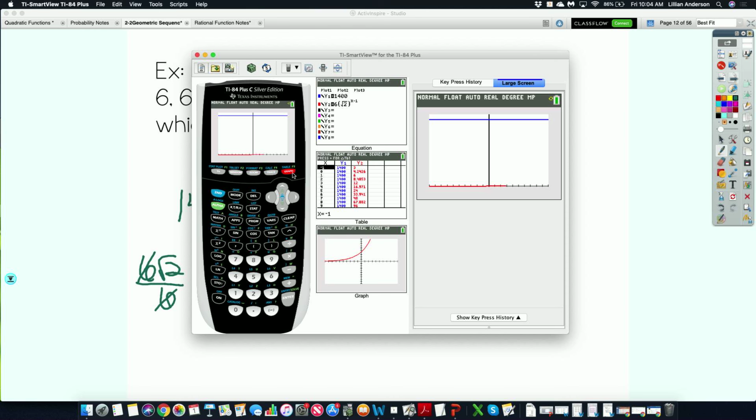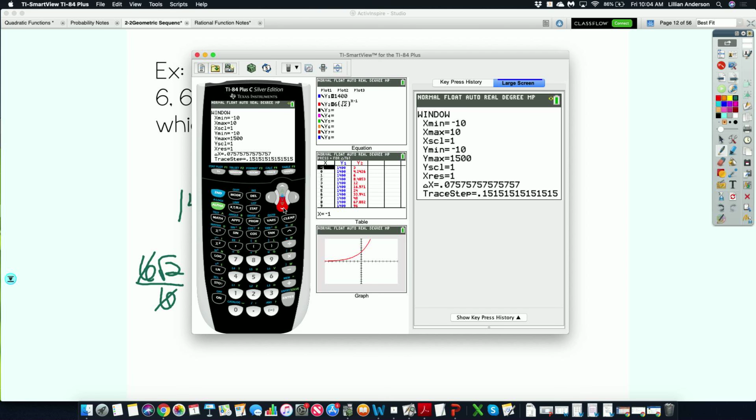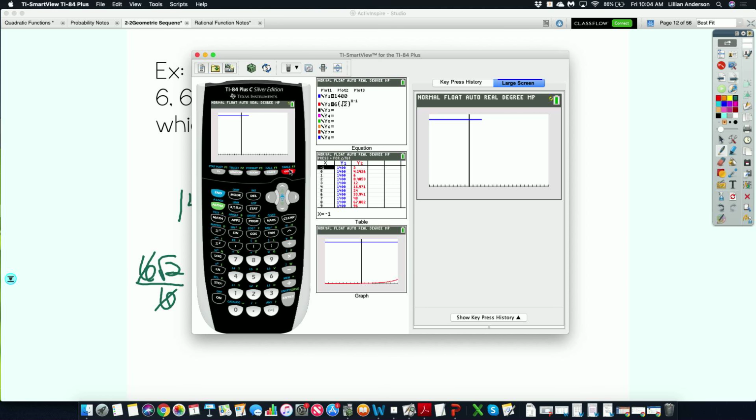Turn. Okay. So, it's turning, but it's outside of my window. What do I need to adjust now? X what? My X max. Suggestions? 20. Okay, should be turning soon. Turning. Yes.